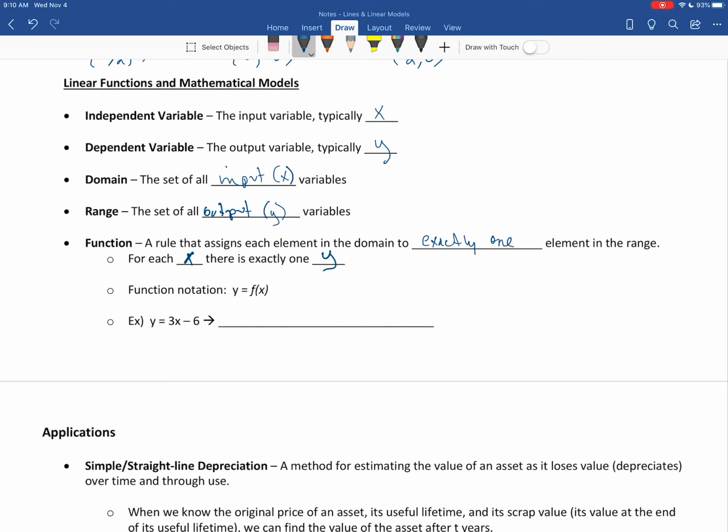Another way that you may have checked this before is that it would pass the vertical line test, because anywhere you would go on the x, there would only be one y associated there.